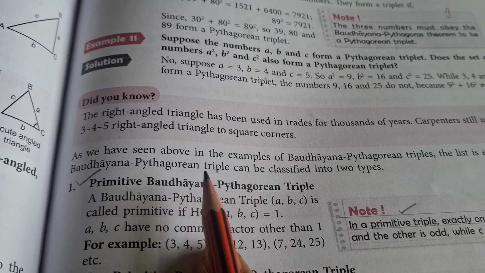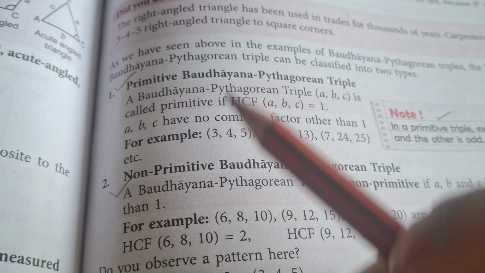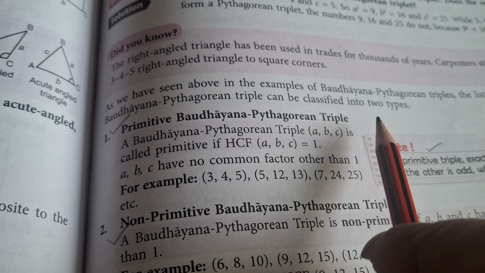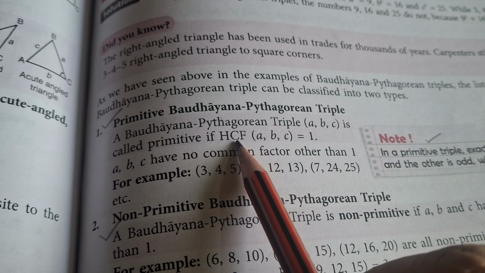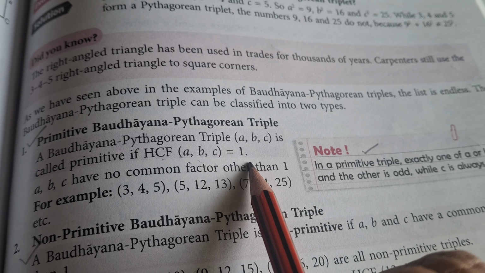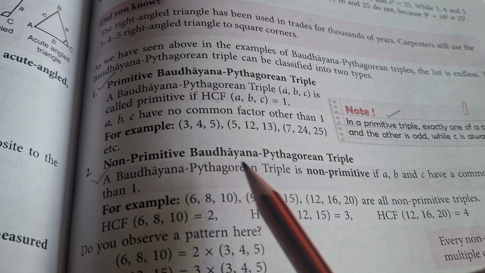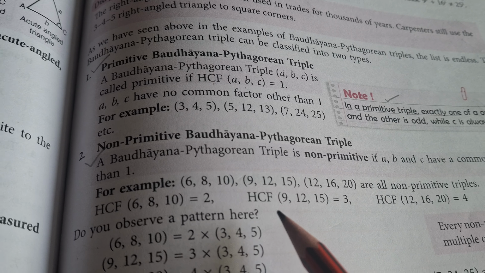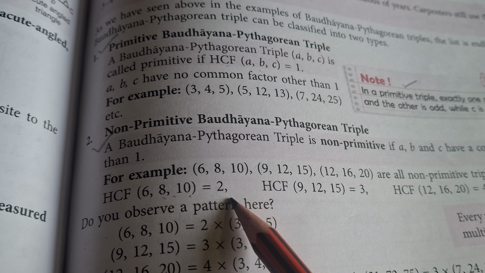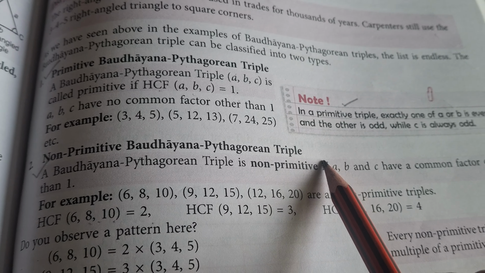Now, Pythagorean triplets are of two types: primitive Bodhina-Pythagorean triplets and non-primitive Bodhina-Pythagorean triplets. Primitive triplets are those whose HCF is 1. If we have a set of three numbers and their HCF is 1, then they are a primitive Bodhina-Pythagorean triplet. And non-primitive, if their HCF is any number except 1. Suppose this is the example 6, 8, 10, the HCF is 2, so they are known as a non-primitive Bodhina-Pythagorean triplet.